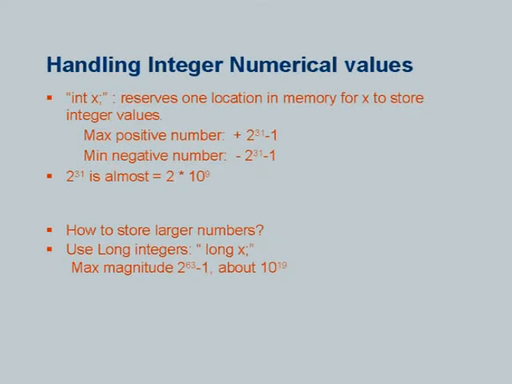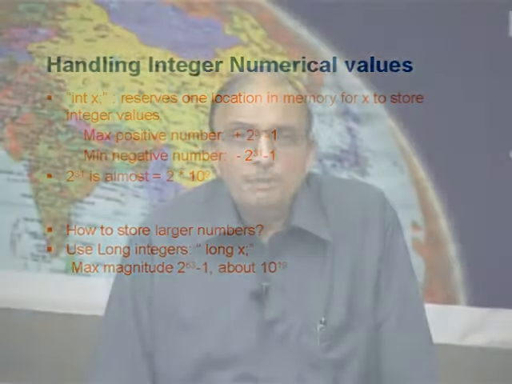So this explanation is quite often very good and sufficient. Int x reserves one location in memory for x to store integer values. At this stage, we may indicate that the maximum possible positive value could be 2 to the power 31 minus 1 and minimum negative number would be minus 2 to the power 31. This presumes that we are talking about a 32-bit machine.